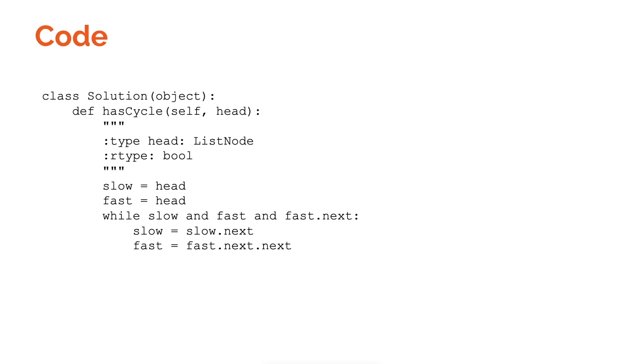This is the part where the slow moves one pointer at a time and fast moves two nodes at a time. Now, if slow and fast equal each other, that means we are in a cycle and we can return true. Otherwise, that means we've exited our linked list and we can return false.